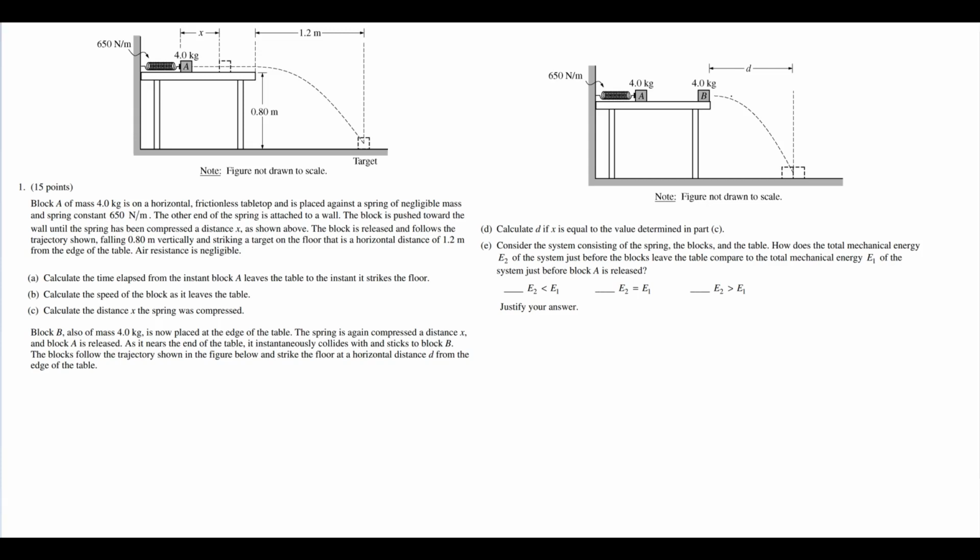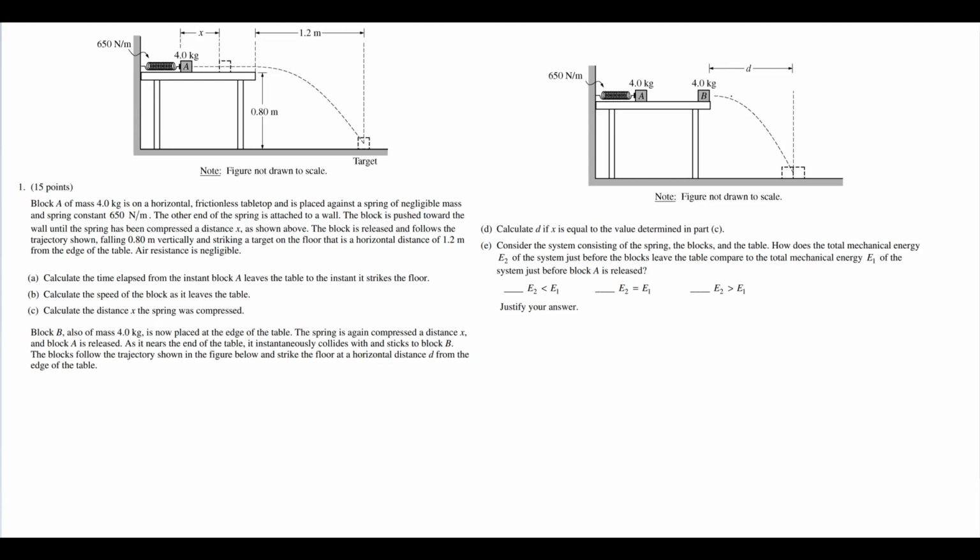Block A of mass 4.0 kilograms is on a horizontal frictionless tabletop and is placed against a spring of negligible mass and spring constant 650 newtons per meter. The other end of the spring is attached to a wall. The block is pushed toward the wall until the spring has been compressed a distance x, as shown above. The block is released and follows a trajectory shown, falling 0.8 meters vertically and striking a target on the floor that is a horizontal distance of 1.2 meters from the edge of the table. Air resistance is negligible. So let's find part A.